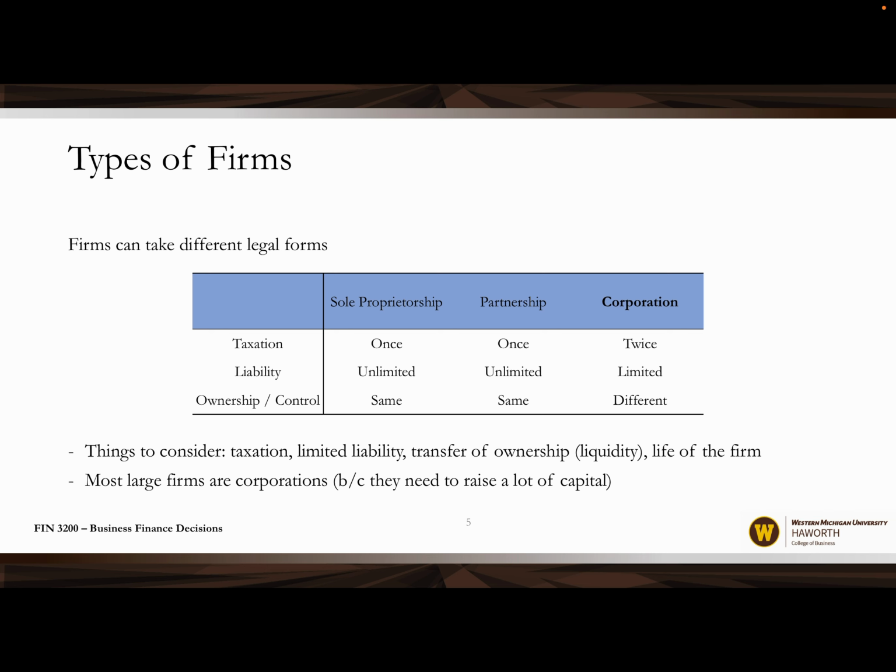So we're going to talk about corporations mainly. This slide just illustrates how there are many different legal forms of businesses, and the reason why we focus on corporations is because most large firms in the US and across the world are in the form of corporations. This slide illustrates the key differences compared to other forms of businesses with respect to things like taxation, liability, ownership, and so on.